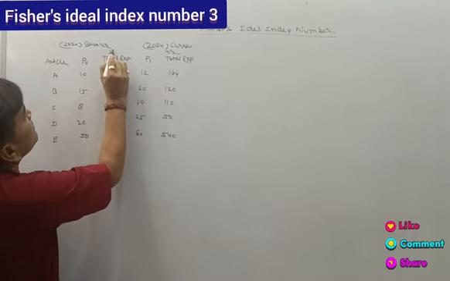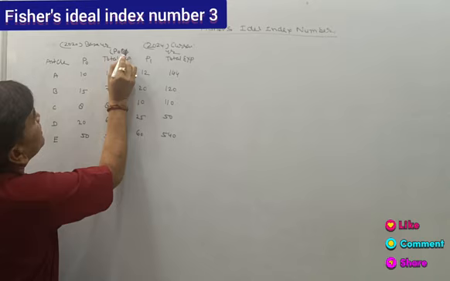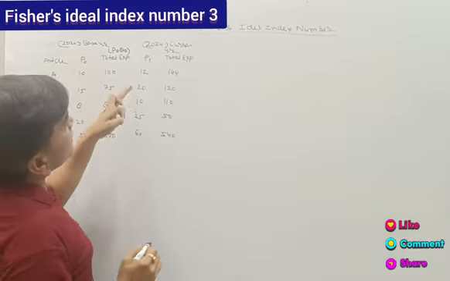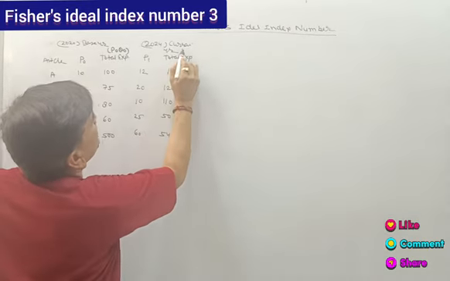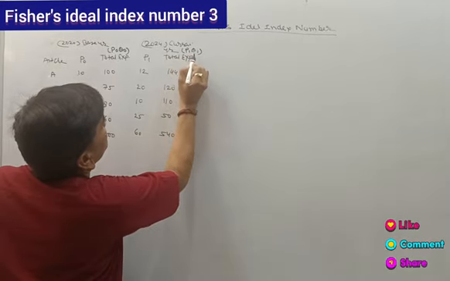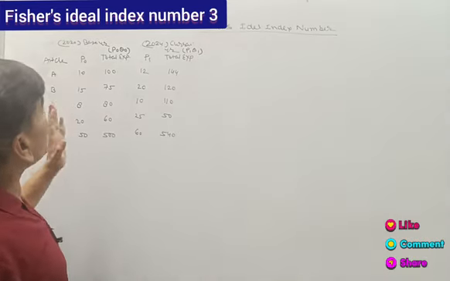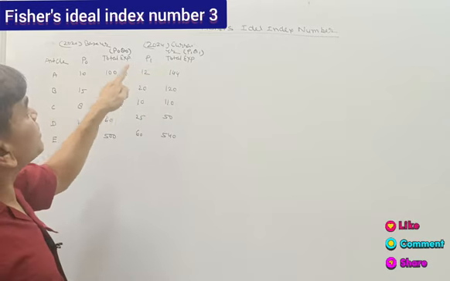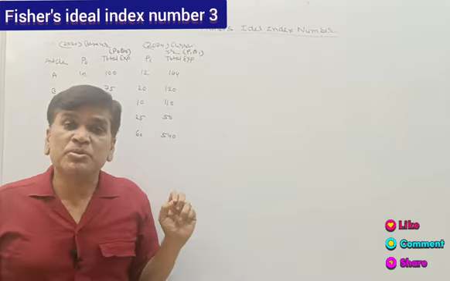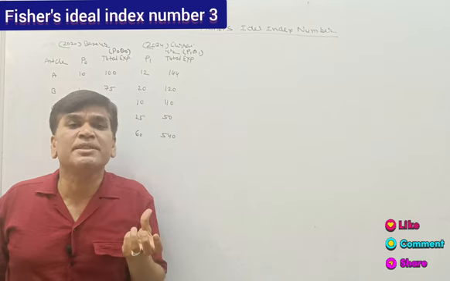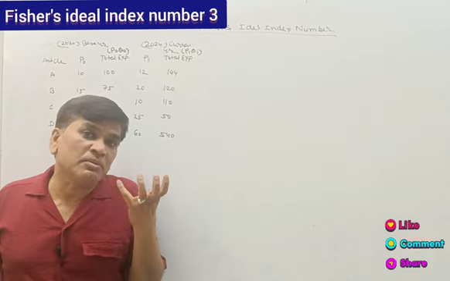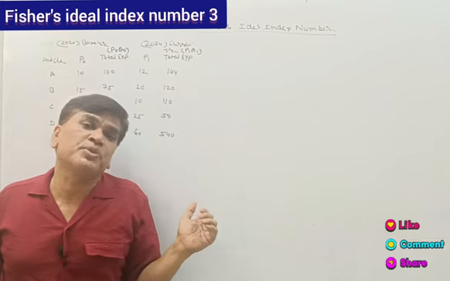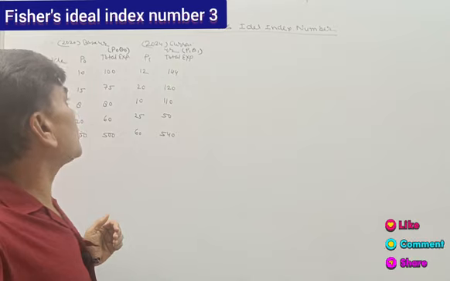Here the total expenditure means P0 Q0 is given, and the price of the current year is also given, and here also the total expenditure is given. It means this is P1 Q1. So don't treat this as Q0 and this one as Q1. This is P1 Q1, this is P0 Q0. So you should be careful. If total expenditure is given, then you first have to calculate the values of Q0 and Q1, then solve the problem.